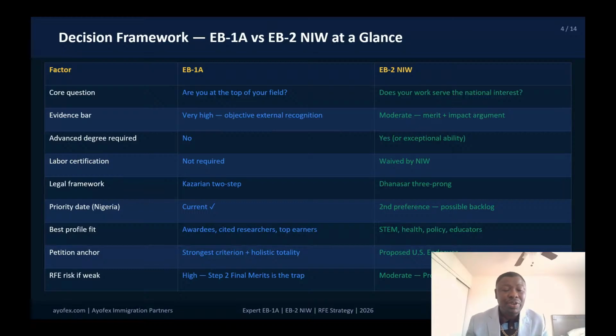Now, best profile fit for EB-1A: awardees, cited researchers, top earners, people who have performed in leading and critical roles for organizations with a distinguished reputation, people who have published papers in high volume, or published papers that have been highly cited, or published papers in top journals in their field.